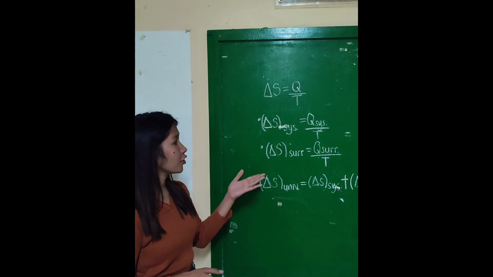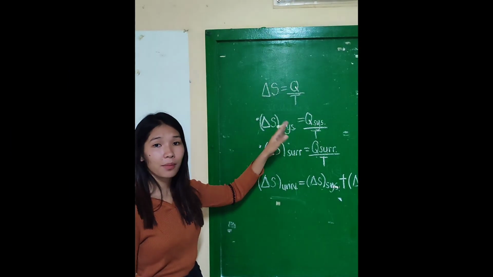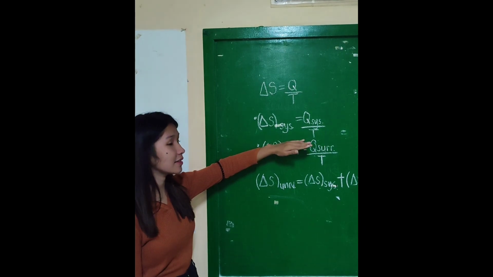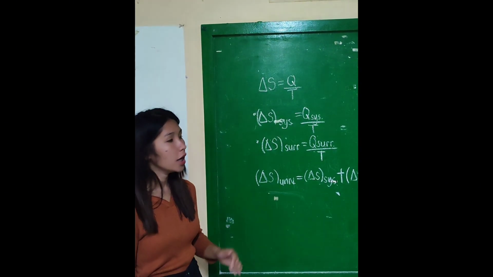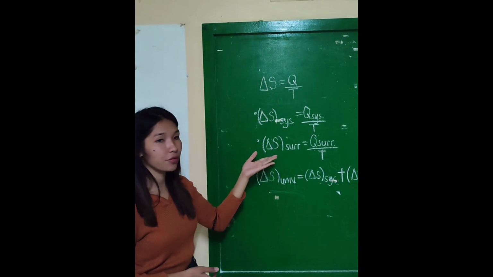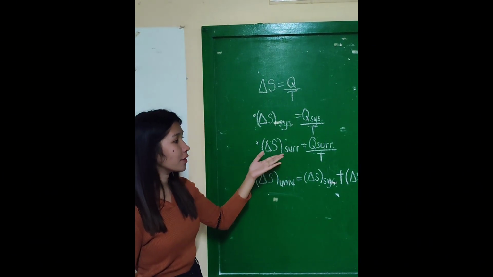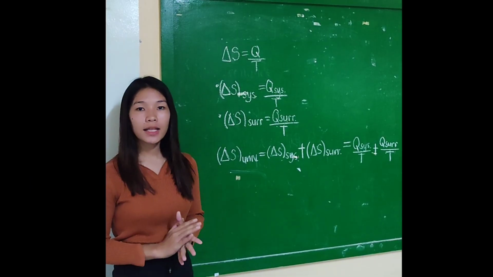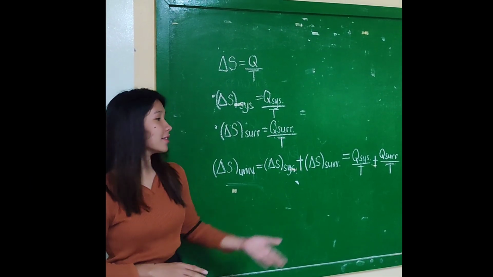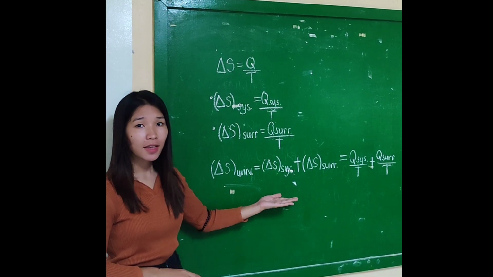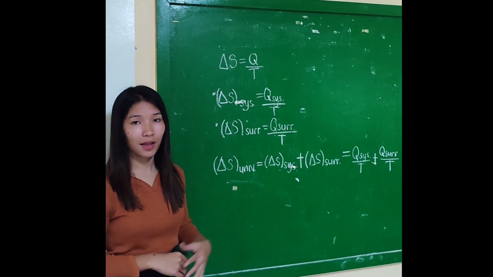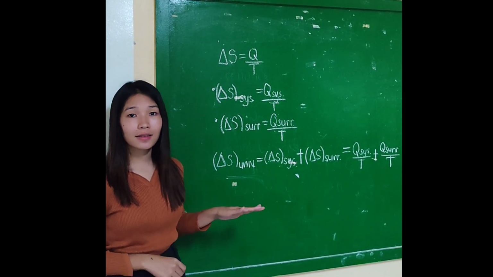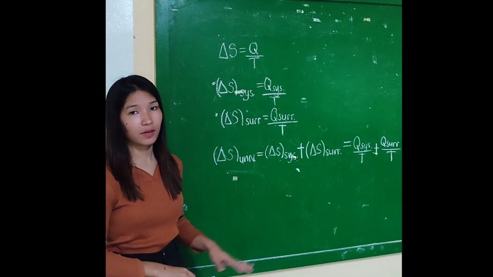The change of entropy in the system is equal to the amount of heat in the system divided by the temperature. And the change of entropy in the surroundings is equal to the amount of heat in the surroundings divided by the temperature. The total entropy change is the sum of the entropy changes of the surroundings and the system. So this total is the entropy change of the universe.